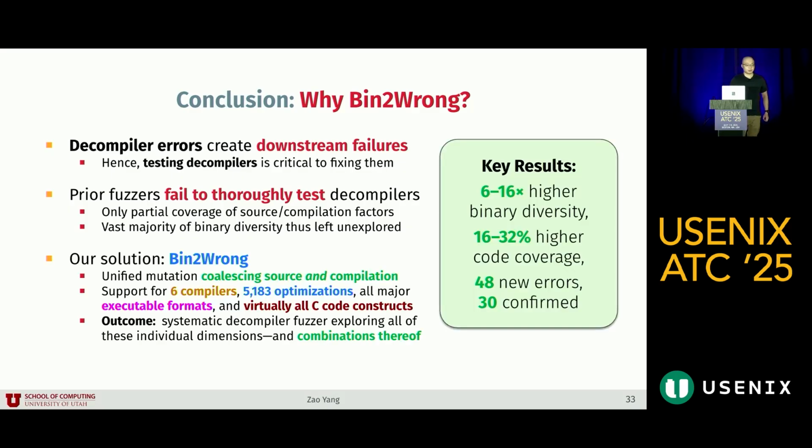So our solution is to generate binaries by mutating these factors all together to explore their individual and combined effects on binary diversity as well as decompiler testing. This results in our prototype, Bin2Wrong, generating binaries with much higher binary diversity, so that they can test more decompiler internals and eventually reveal more bugs.